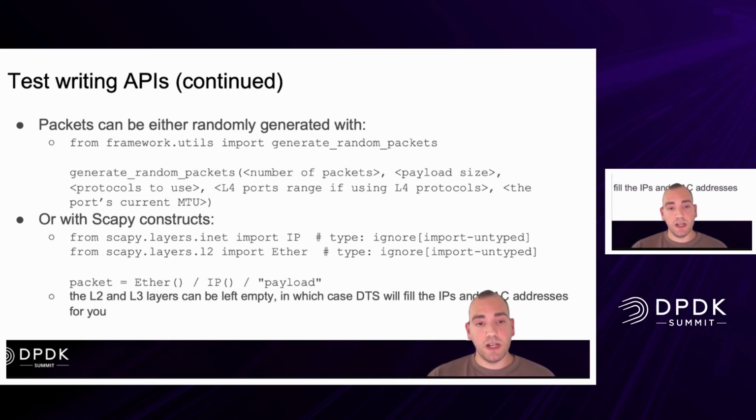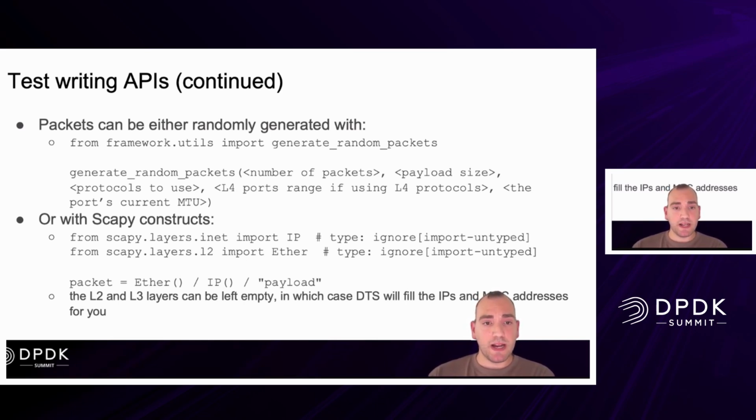If you use L4 protocols, you also need to specify a ports range, so you can also automatically and randomly select a port for each packet from that range. The MTU value is mandatory, because that is just there to enforce that the payload size you specify is respected and won't break the system.